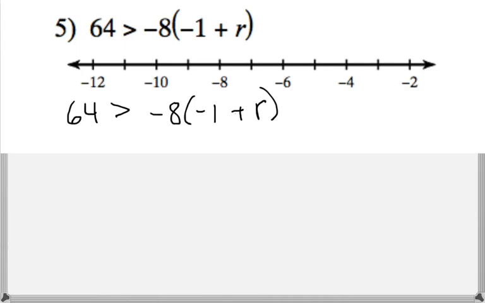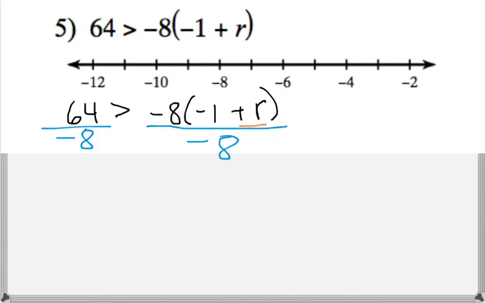Here, we've changed the side that the variable is on, but nothing else has really changed. We still have an inequality. 64 is greater than -8 times, in parentheses, -1 plus r. So we're still trying to get that r by itself. Right now he's in parentheses and being multiplied. So how do we undo that times -8? We would need to divide both sides by -8.